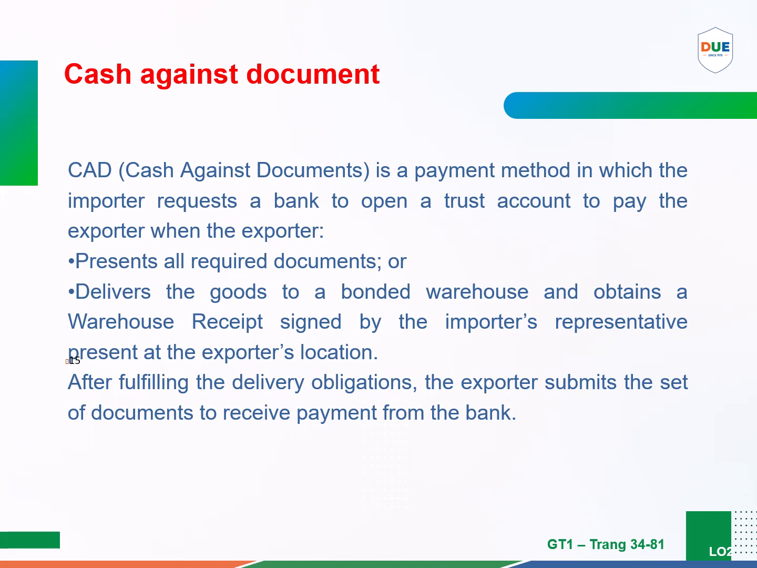Once the delivery is complete, the exporter can get paid in one of two ways. The first is by presenting all required documents according to the prior agreement with the importer. The second is by delivering the goods to a bonded warehouse and obtaining a warehouse receipt signed by the importer's representative present at the warehouse. This receipt serves as proof that the goods have been delivered. After fulfilling the delivery obligations, the exporter submits the documents or warehouse receipt to the bank to request payment. The bank checks whether the documents meet the agreed requirements. If they do, the bank releases funds from the importer's trust account to the exporter.